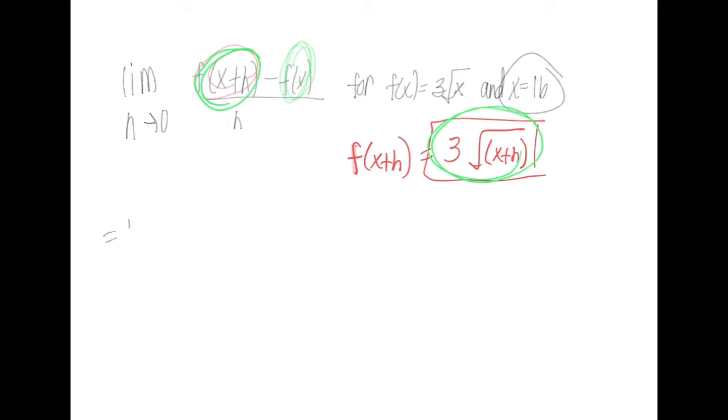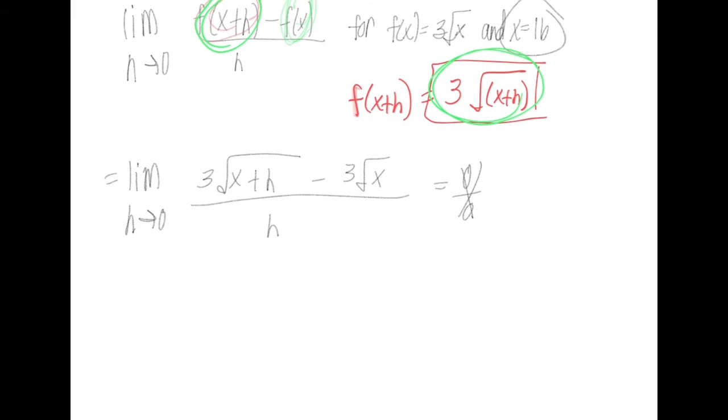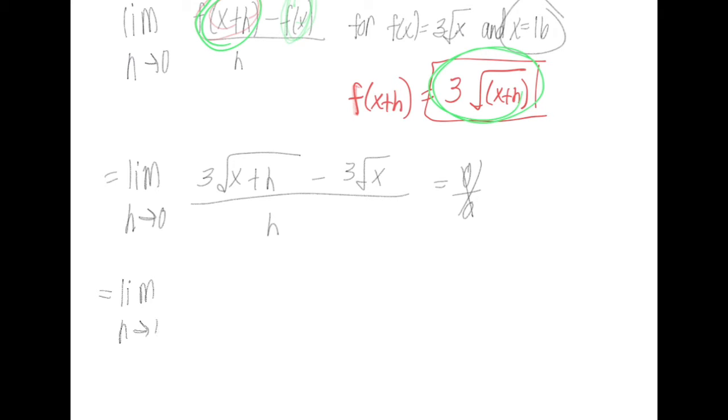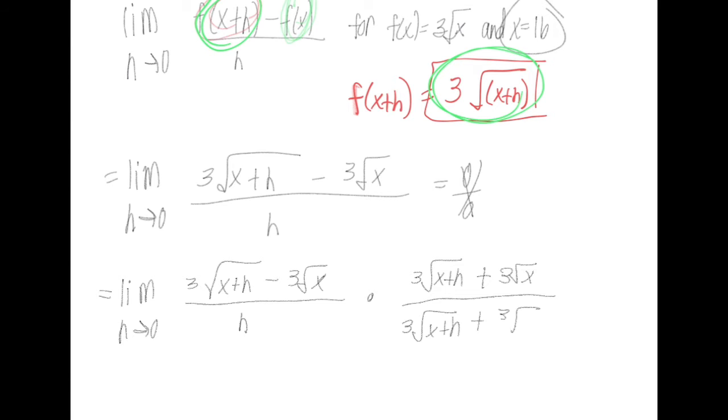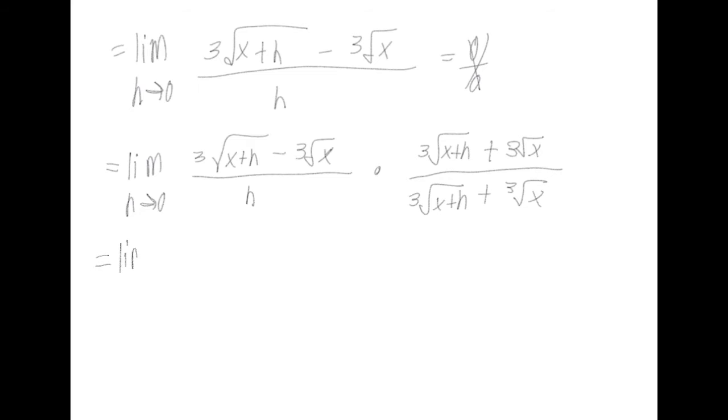So the limit as h approaches 0 of f of x plus h, so 3 square roots of x plus h, minus f of x, so 3 square roots of x, all over h. And in its current form, if I directly substitute, I get an indeterminate form. So I'm going to keep on going, and I need to multiply by the conjugate of that numerator. To get the limit as h approaches 0, I'm going to leave that denominator. I'm just going to copy paste.